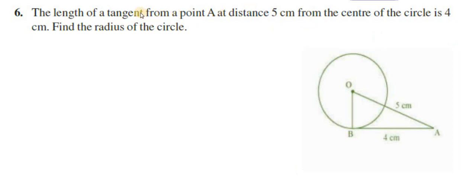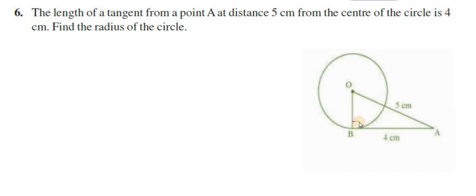See what they told you: the length of a tangent from a point A at a distance of 5 centimeters from the center of a circle is 4 centimeters. So the tangent length is 4 centimeters, and this is 5 centimeters. We need to find the radius. It's very simple. This is a right angle triangle.